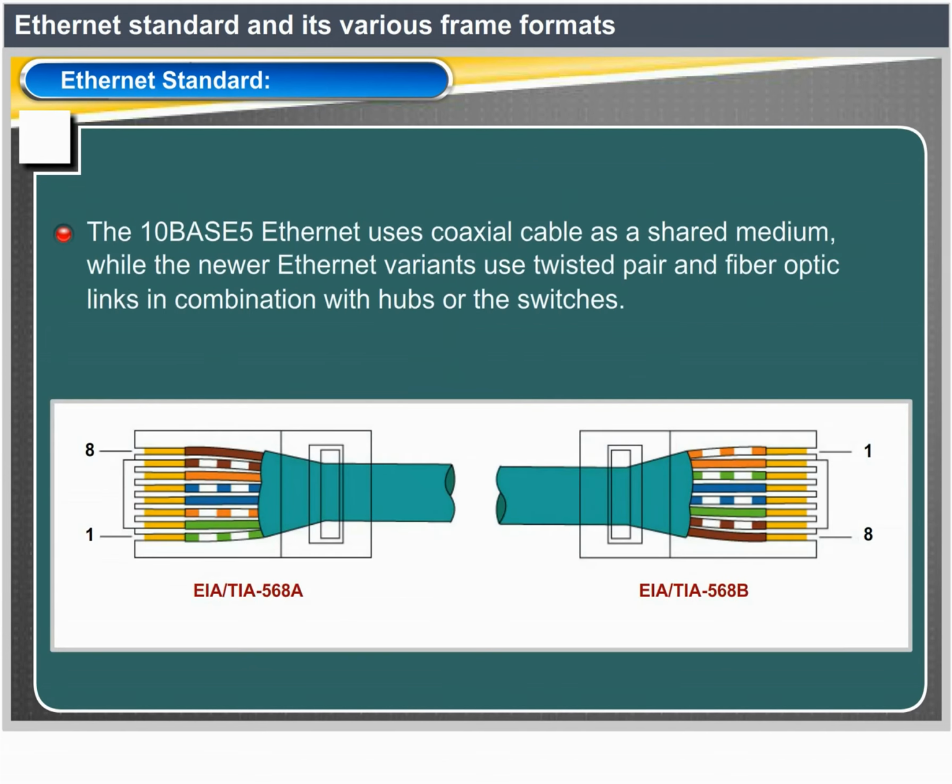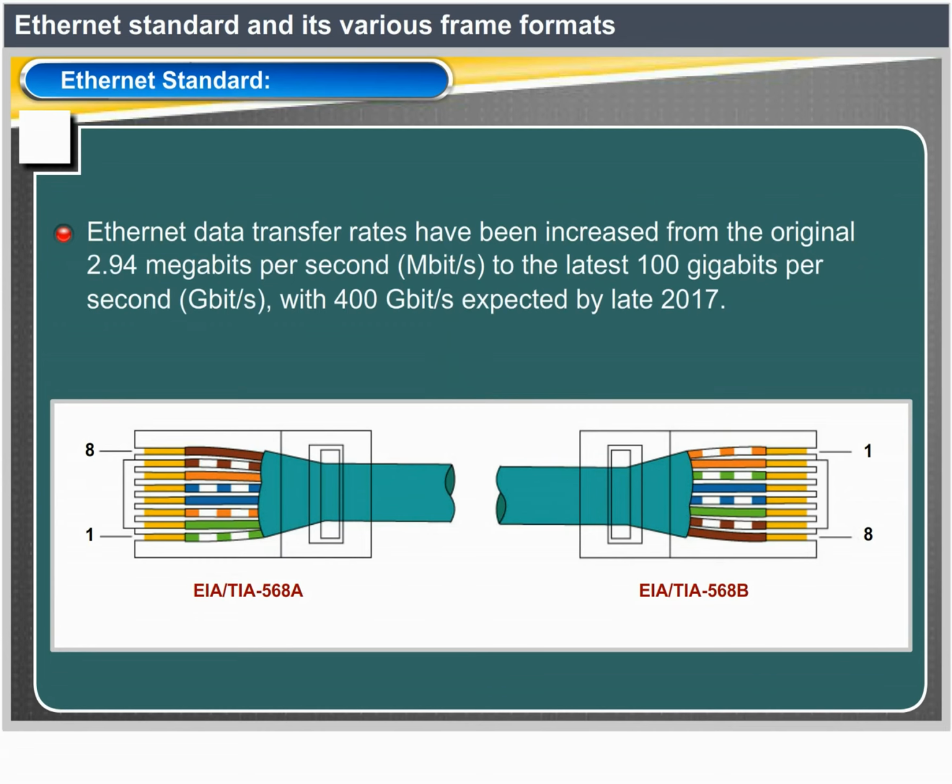The 10BASE5 Ethernet uses coaxial cable as a shared medium, while the newer Ethernet variants use twisted pair and fiber optic links in conjunction with hubs or switches. Ethernet data transfer rates have been increased from the original 2.94 megabits per second to the latest 100 gigabits per second, with 400 gigabits per second expected by late 2017.